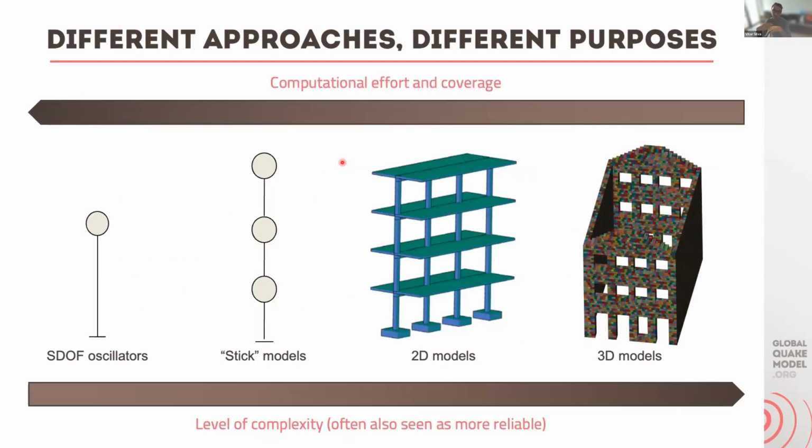So obviously we come to this slide many times a year, in fact. We have single degree of freedom systems, and at the other extreme, we have 3D models. And we've done, obviously, 3D models, complex modeling for specific projects. But at the global scale, with more than 1,000 building classes, I hope one day we might get to this situation, but it's definitely not where we are right now. So we obviously have to make a compromise between the computational effort and the level of complexity.